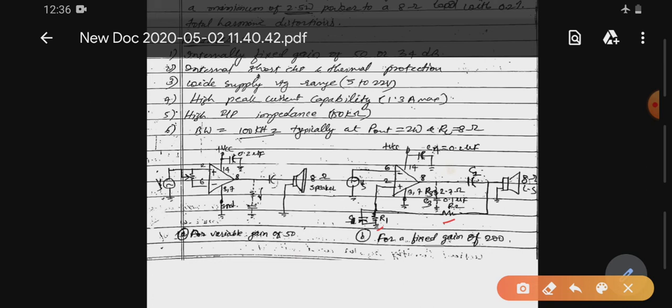Okay, because the output is fed back to the input. So if the question is asked to design the audio amplifier for variable gain up to 50, you have to draw this circuit diagram, and if it is asked for a fixed gain of up to 200, you have to refer to this diagram. In that, what you have to calculate, in the first diagram, is the value of this variable resistor, the potentiometer.